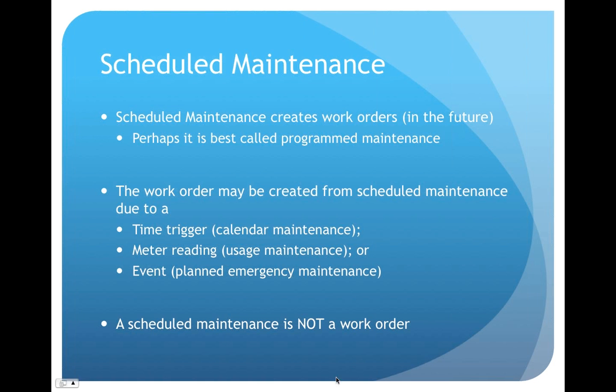It's important to remember that scheduled maintenance is not a work order. Scheduled maintenance is something that precedes a work order, and once a trigger condition is exceeded, then it creates a work order. And one scheduled maintenance can produce many work orders, and those work orders are a result of the scheduled maintenance, but the scheduled maintenance is not a work order by itself.